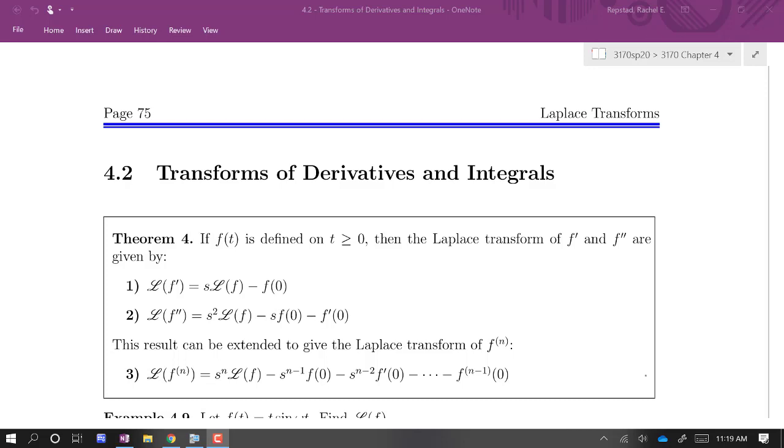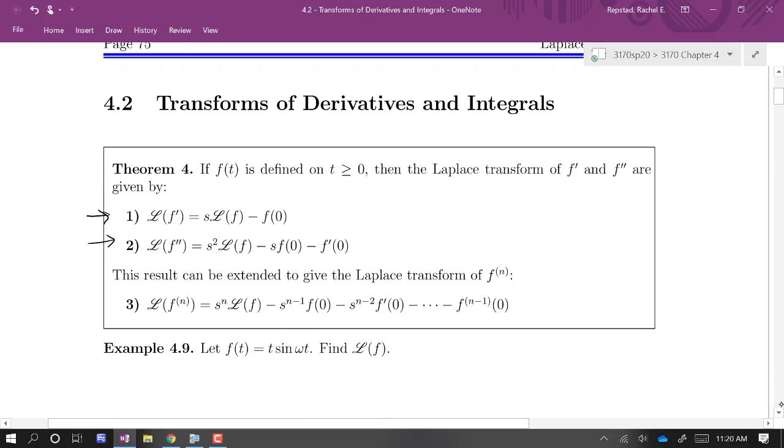Okay, in this section, we're going to look at the Laplace transform of a derivative of a function, and then also for the integral of a function. We start with just a few formulas. The first two are the ones we'll use most often. They tell us how to find the Laplace transform of f prime and f double prime if we know the Laplace transform of f. And then we can extend that to any higher order derivative using formula number 3.